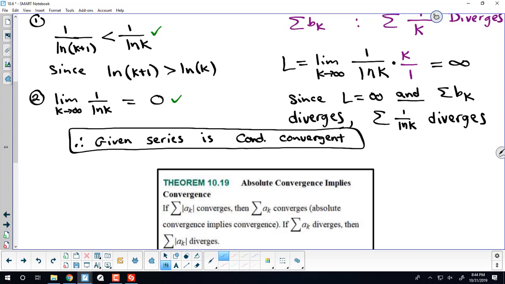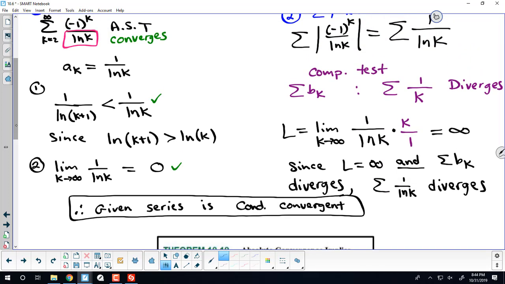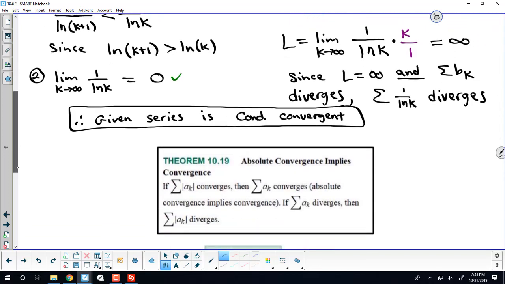Okay. Say like why, which test, or can you just leave it as that? Yeah, we've actually just have, it's conditionally convergent because this series converged, but the absolute diverged. Yeah, it's all right.